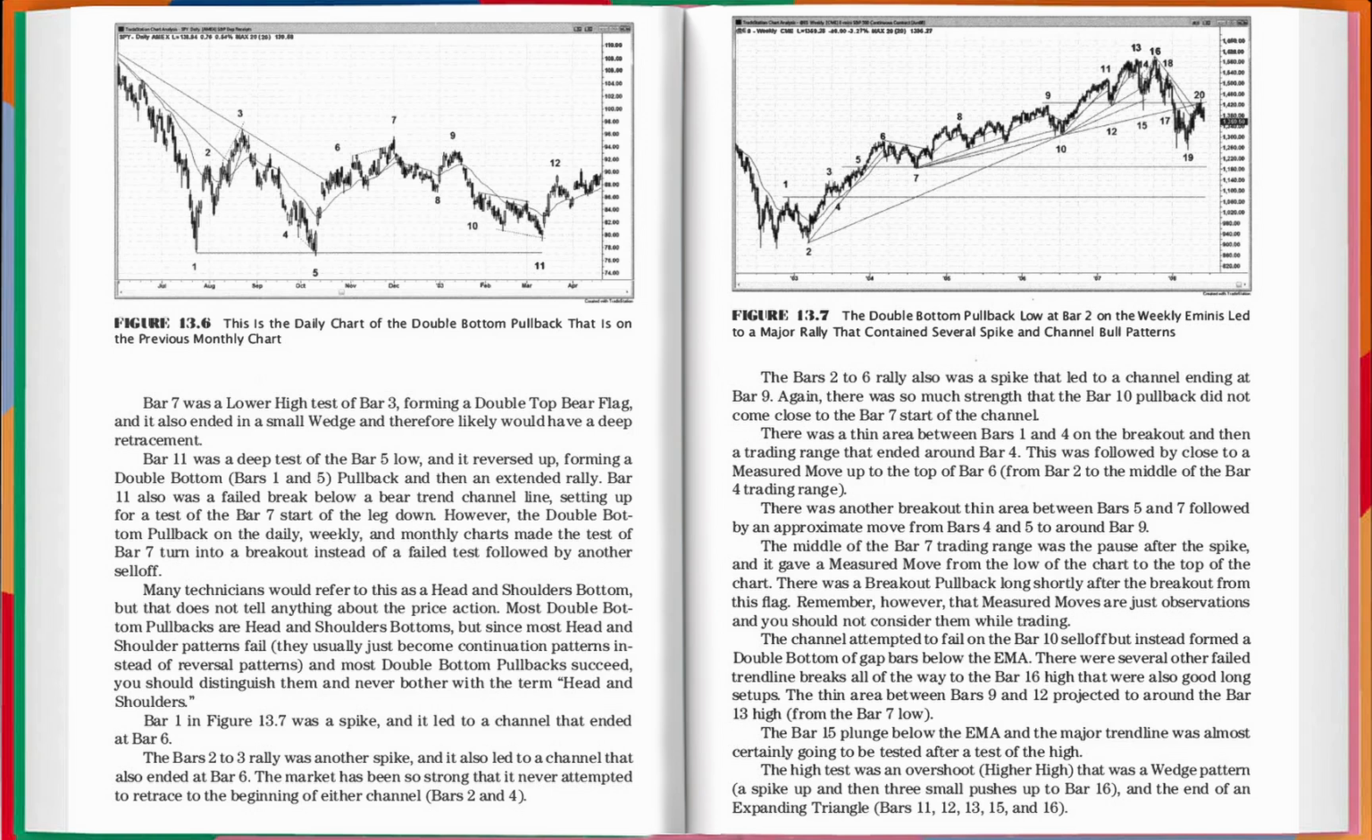The high test was an overshoot, a higher high that was a wedge pattern, a spike up, and then 3 small pushes up to bar 16, and the end of an expanding triangle, bars 11, 12, 13, 15, and 16.